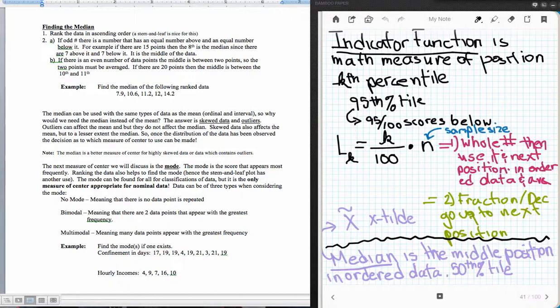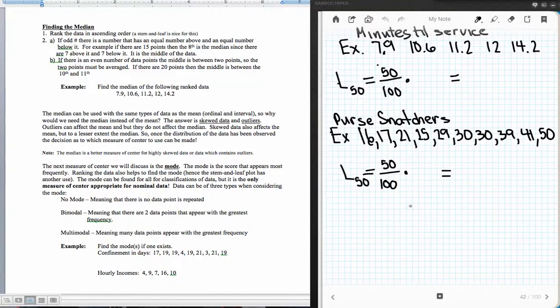over the top of it, which is called a tilde. This is read X tilde. So that's what we're going to use to represent the median notationally. So going on to the next page here, we have some examples.